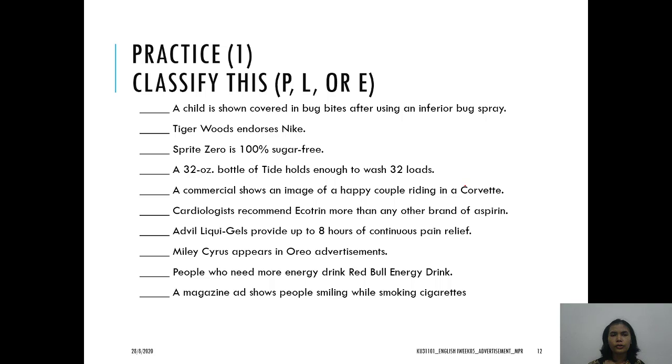And now you are going to practice classifying whether this is pathos, logos, or ethos. Again, I would like to summarize that pathos is related to emotion, logos is related to logic, and ethos is related to a person, or someone endorsing something. Okay?